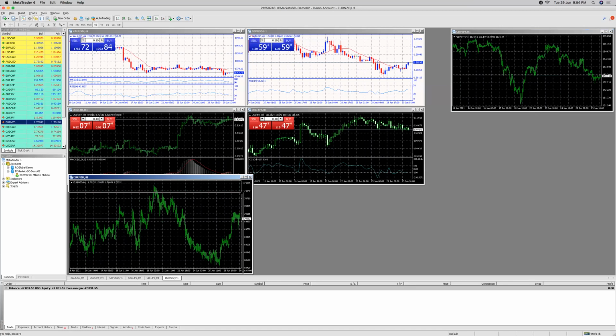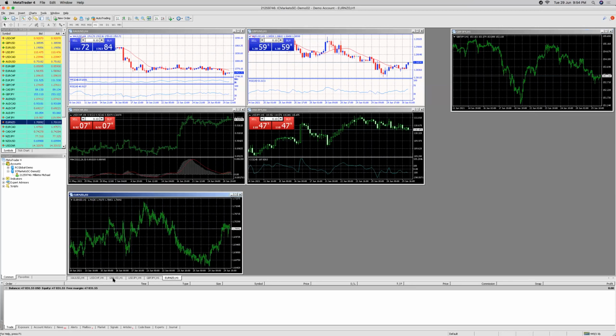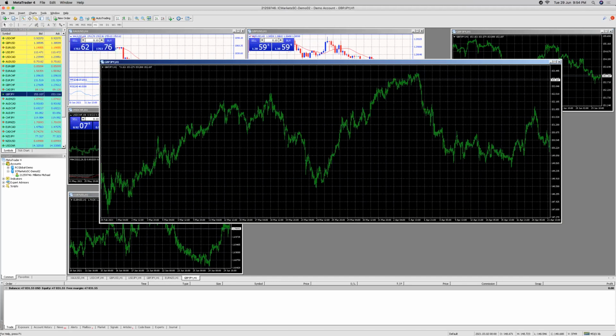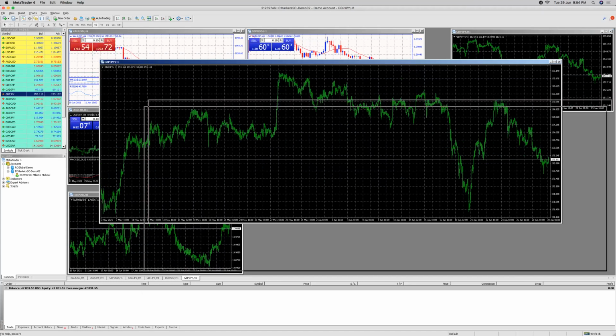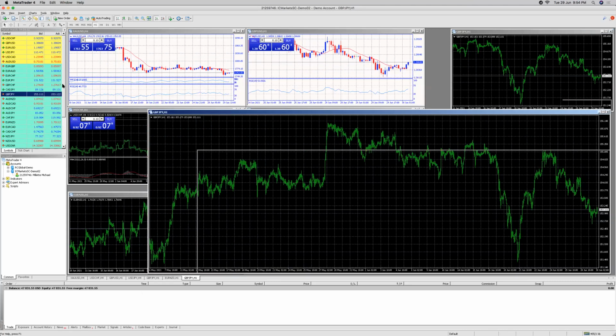And every time I add one, it gets added on here too, right? So I have 1, 2, 3, 4, 5, 6. And here you can see I have 6 charts. I'm going to add one more to it here. Another tab has just been added. 7. So I'm going to show you something we can do here.